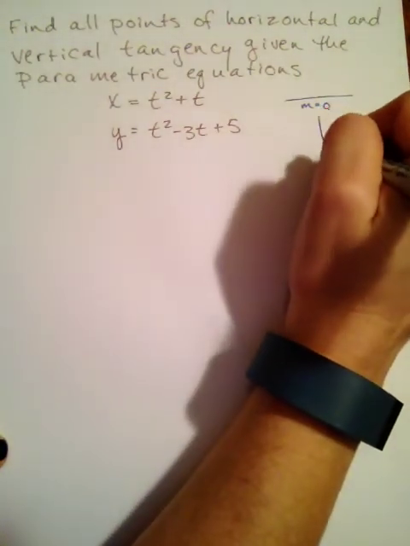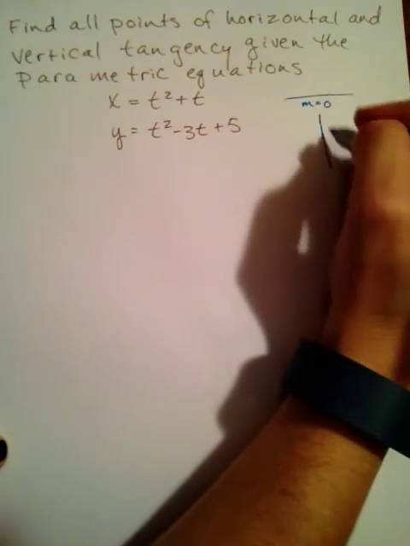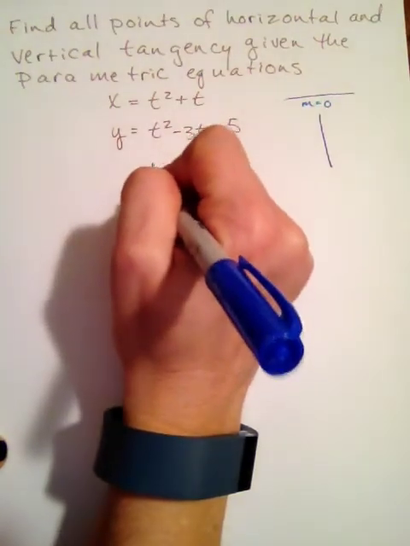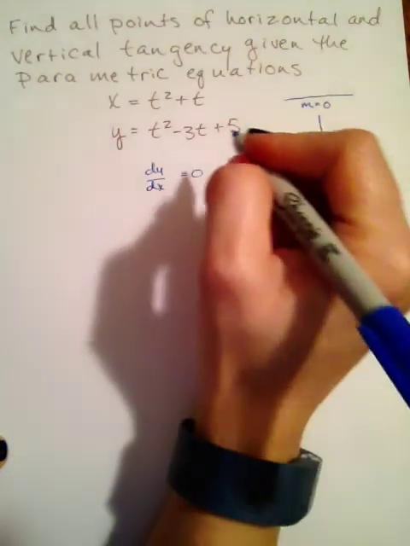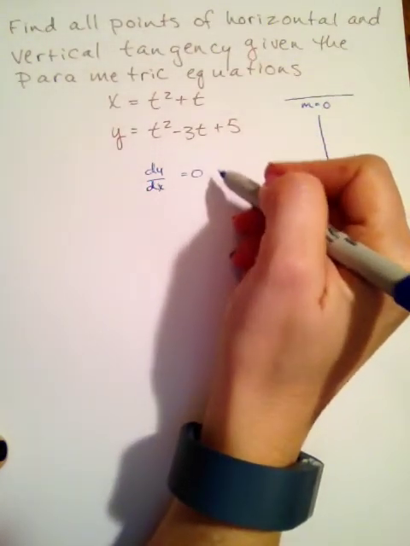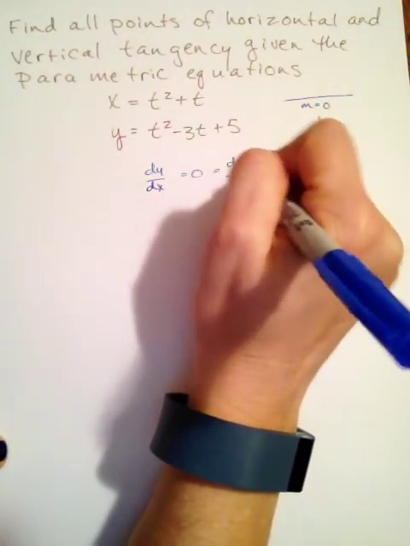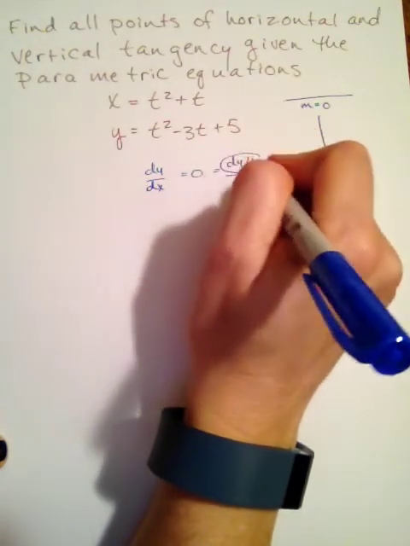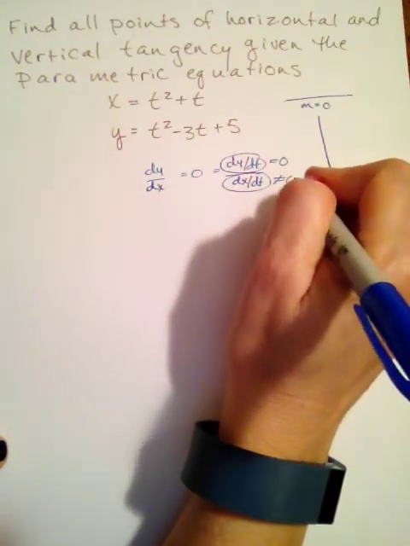And if we have a vertical tangent line, the slope is undefined, or you could say that it's actually getting infinitely large. Well, our slope is dy dx. So if we want dy dx to equal 0, then that means the numerator of our slope has to equal 0 while the denominator does not. Well, our slope is also dy dt over dx dt. So our dy dt has to equal 0, and our dx dt cannot equal 0.